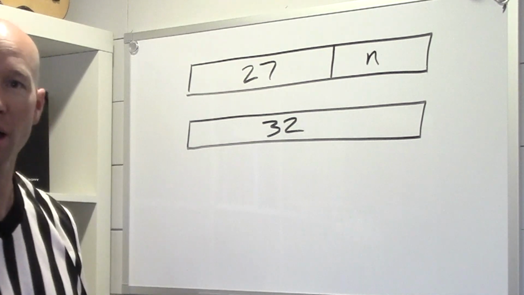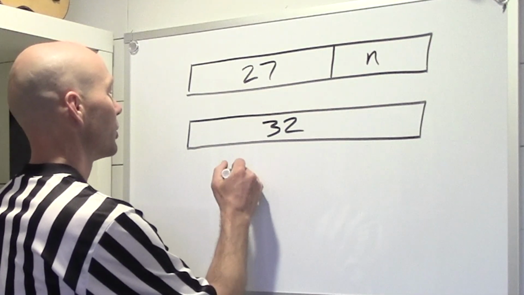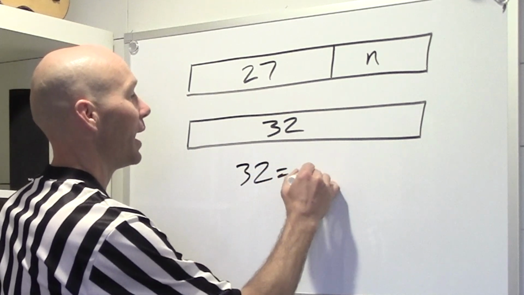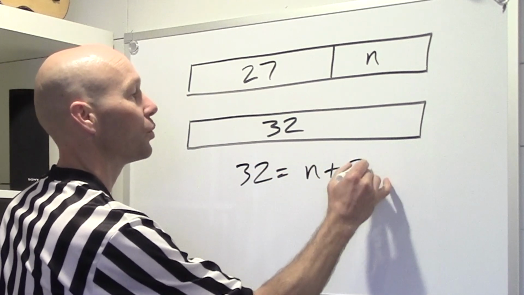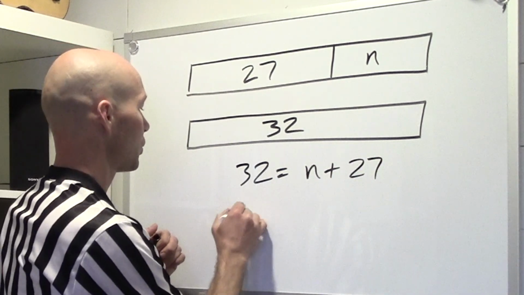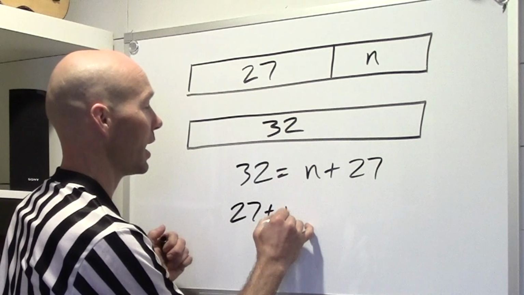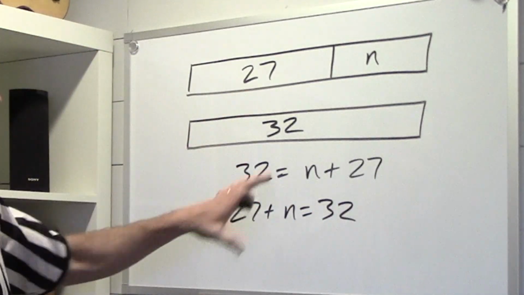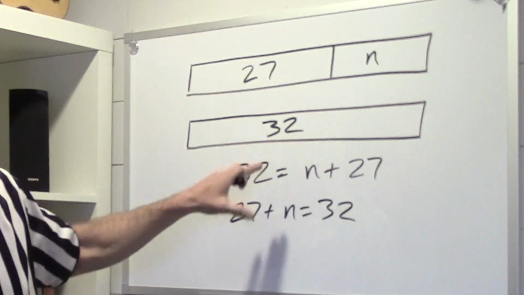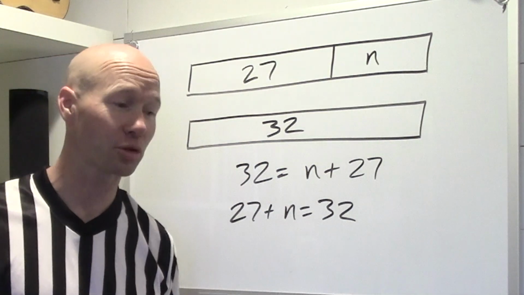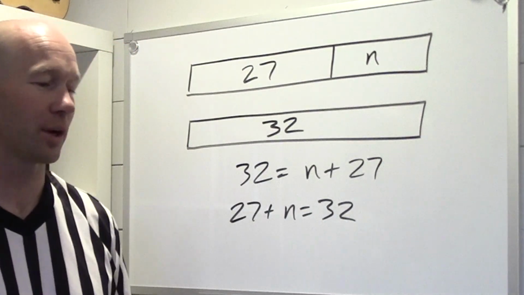Okay, so I'll bet you wrote it something like this. You wrote 32 equals n plus 27, or 27 plus n equals 32. Any way you write this, we're going to say that's the same thing. Maybe you came up with a different way. Maybe you just came up with a subtraction problem. You can do all kinds of ways.